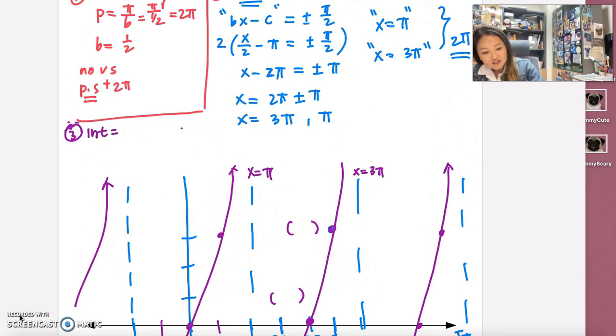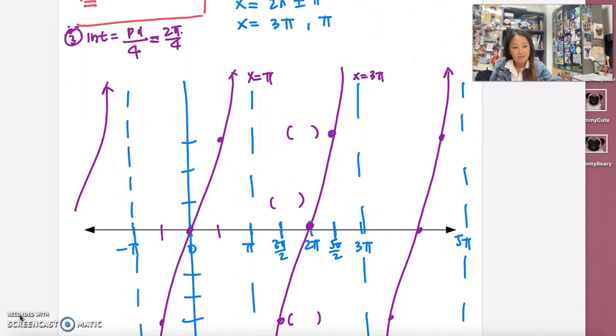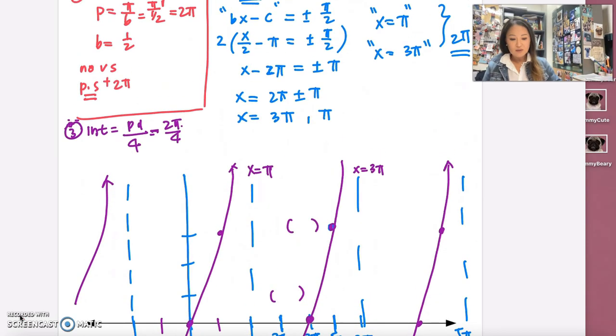Interval is going to be your period divided by 4. What's your period? 2 pi. Divided by 4 is pi over 2. And you can see that it's growing by pi over 2. Pi over 2, pi over 2, pi over 2, pi over 2. So if you want to continue to do it that way for every time you graph, that's fine with me, okay? Let's see what else I need to mention.